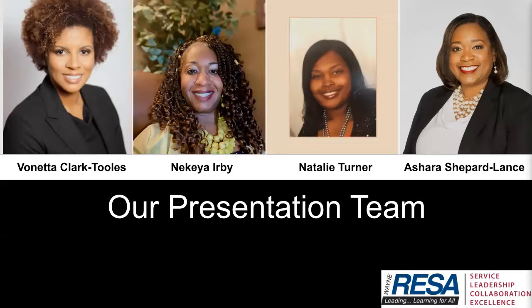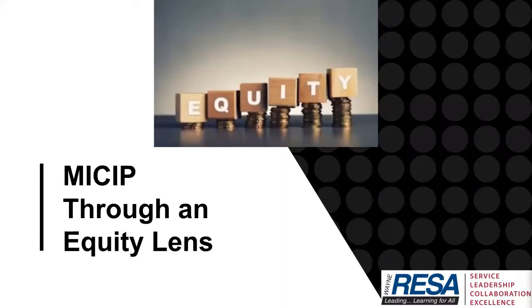We're going to begin today's presentation by defining MICIP through an equity lens. MICIP requires a shift in mindset around continuous improvement and provides the opportunity to examine many ways to support students, both academically and emotionally. The inclusion of equity in these continuous improvement practices ensures that the needs of all students are being considered.